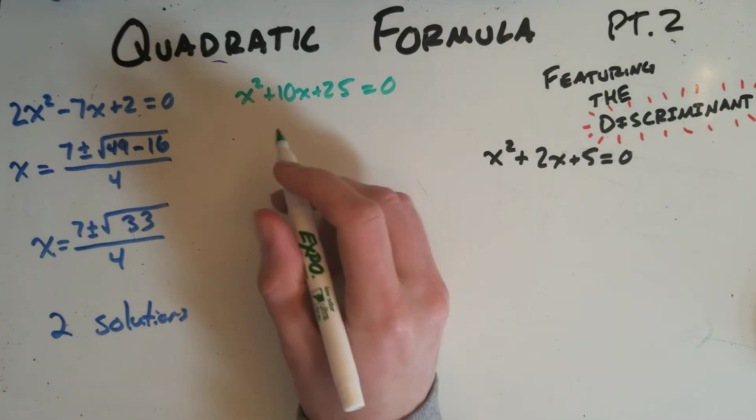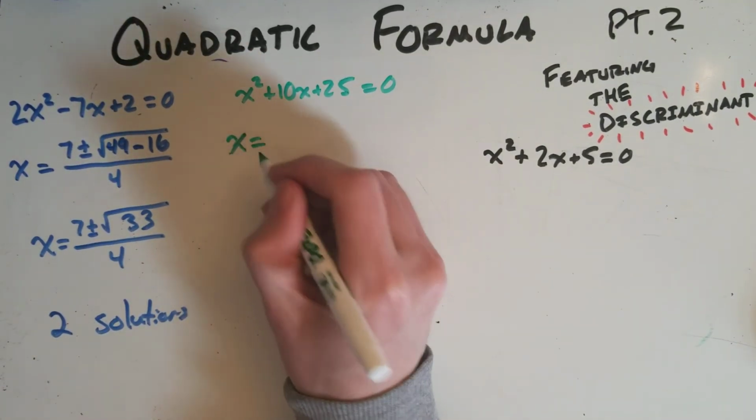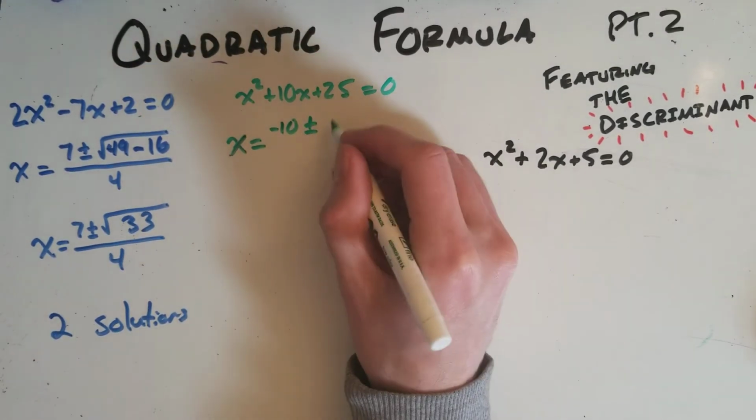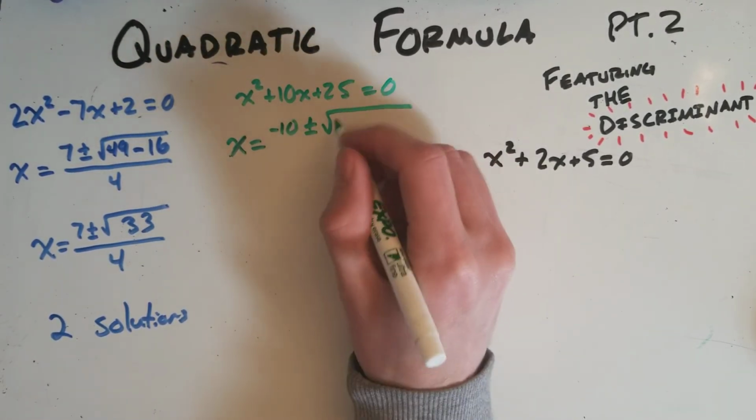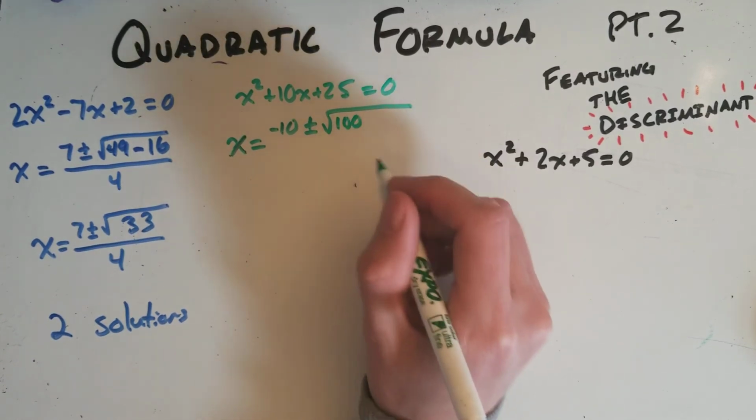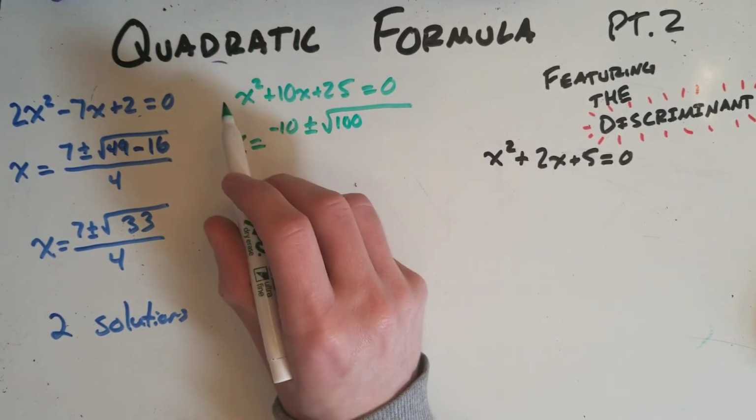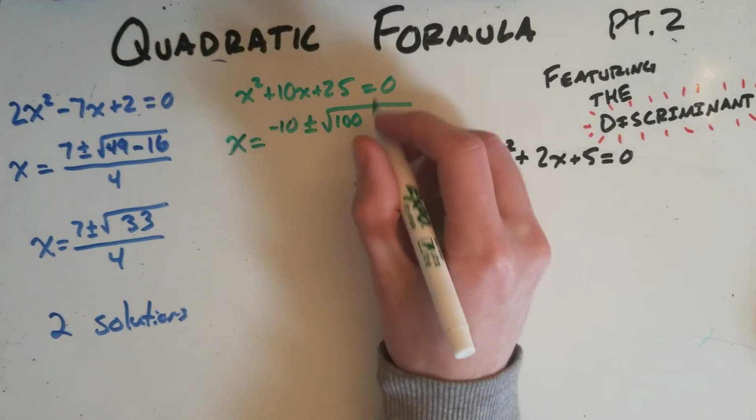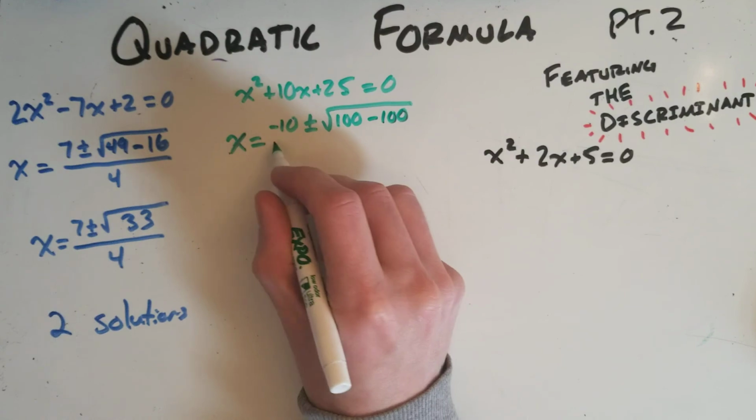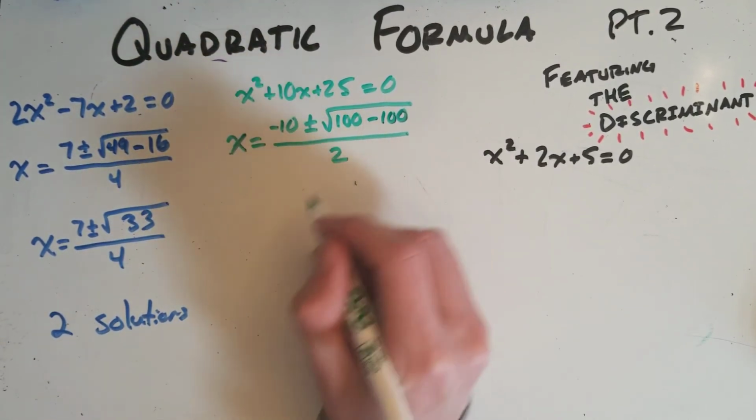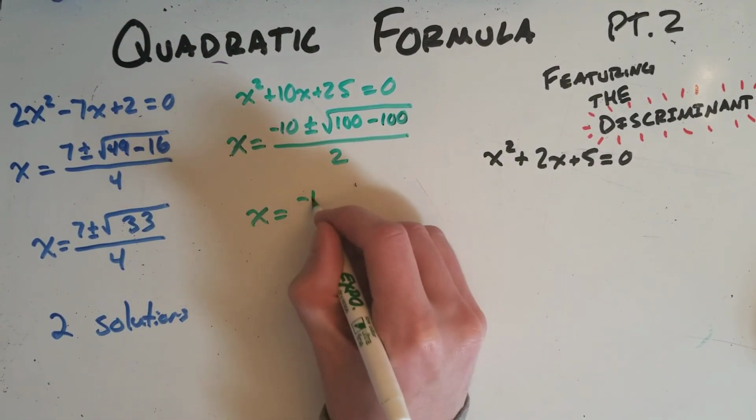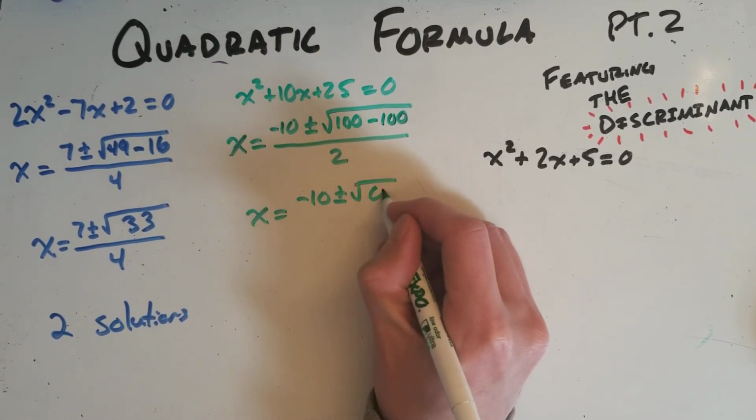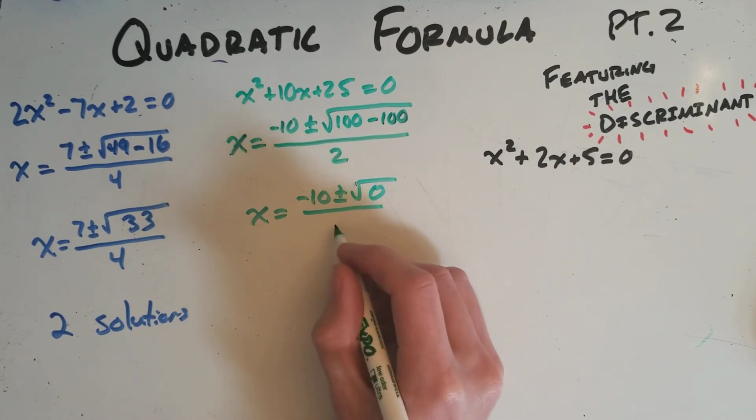On to our green one. If we use the quadratic formula, opposite of b is negative 10, plus or minus the square root of b squared, which is 100, minus 4ac. a is 1, c is 25, so 1 times 25 times 4, minus 100, all over 2a, which is over 2. So x equals negative 10 plus or minus the square root of 100 minus 100, which is 0, all over 2.